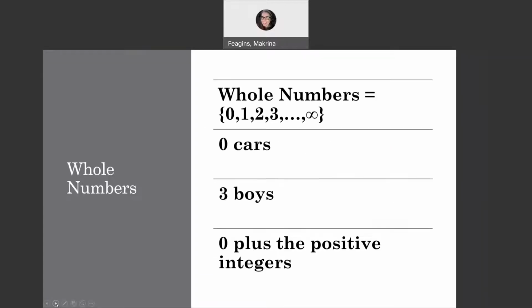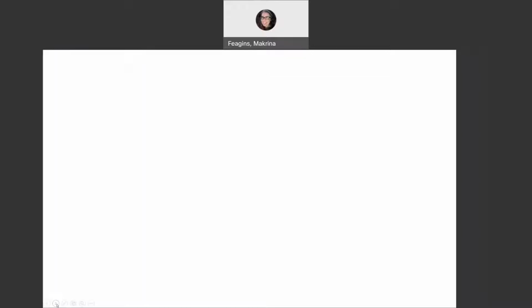Whole numbers, it's just like the natural numbers, but now we have zero. Whole numbers happen just about any place. So zero cars, three boys, zero plus the positive integers. You can think of that number set as the whole numbers.